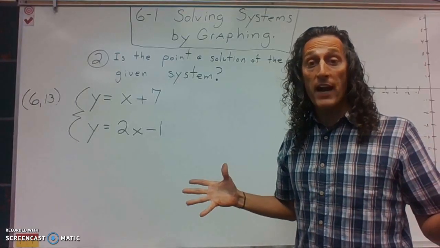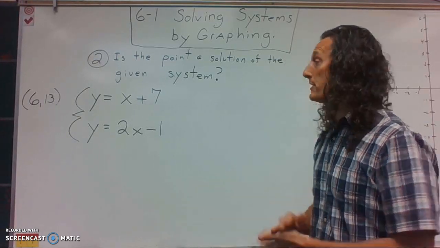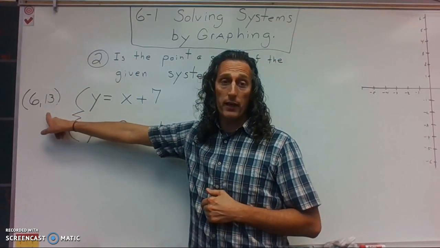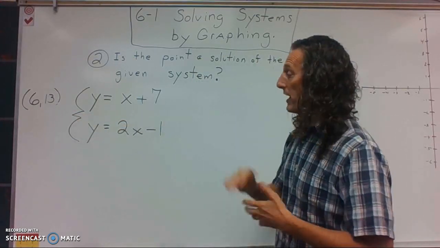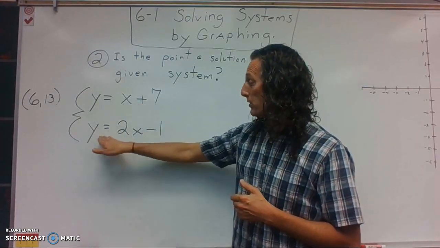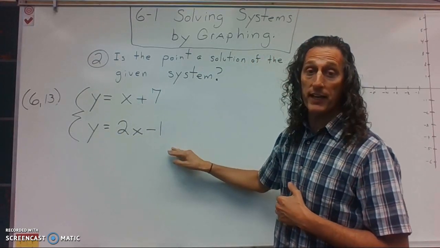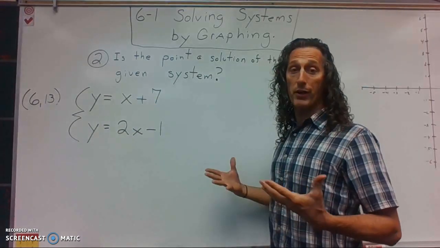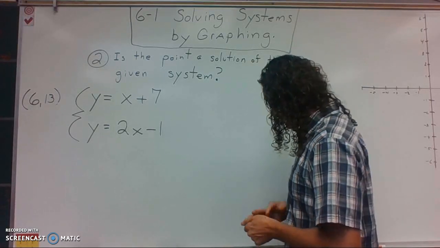You should already have number 1 completely copied down. Here's number 2. We have a new point, 6, 13, and we have 2 equations: y equals x plus 7 and y equals 2x minus 7. Again, because there are 2 of them, this is called a system. Hit pause right now while I'm standing off to the side and write those 2 things down.